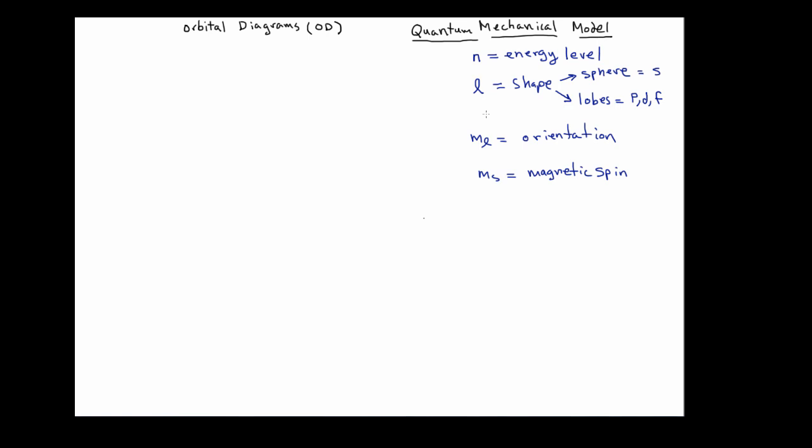Welcome to ChemDoctor, and the purpose of this presentation is to introduce the concept of writing an orbital diagram for a particular atom. Now, there are two ways to represent the electronic structure of an atom.